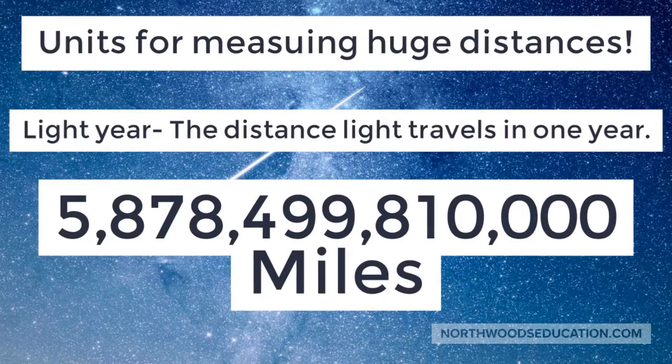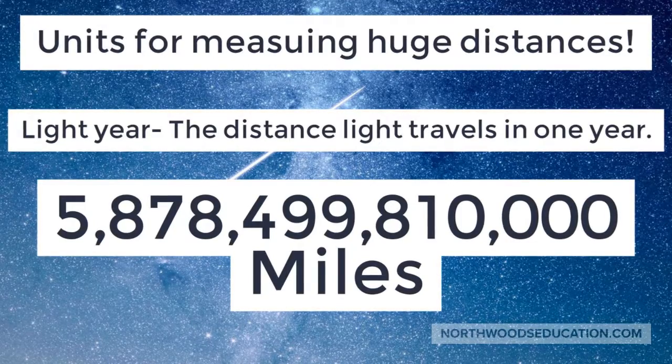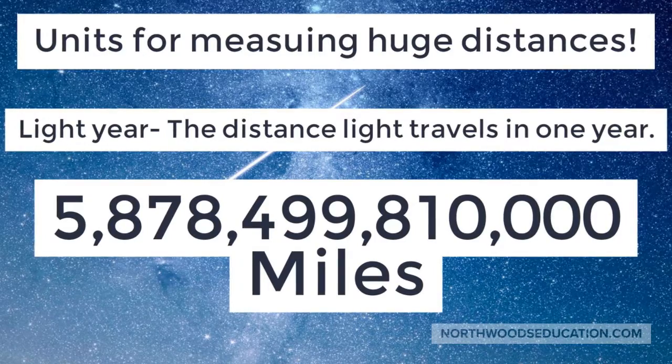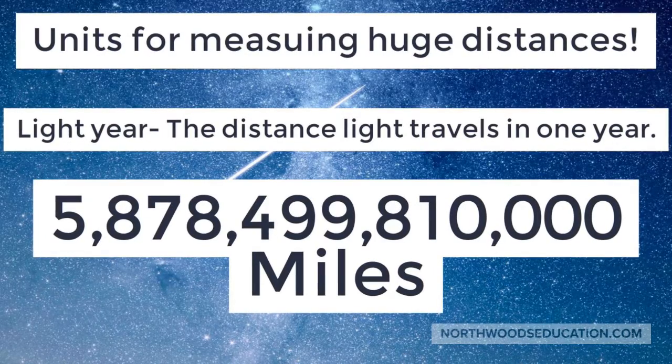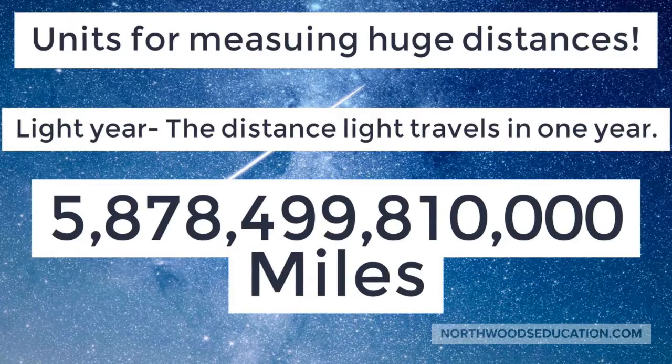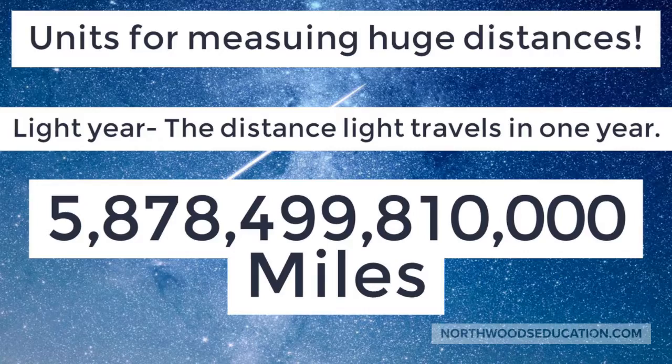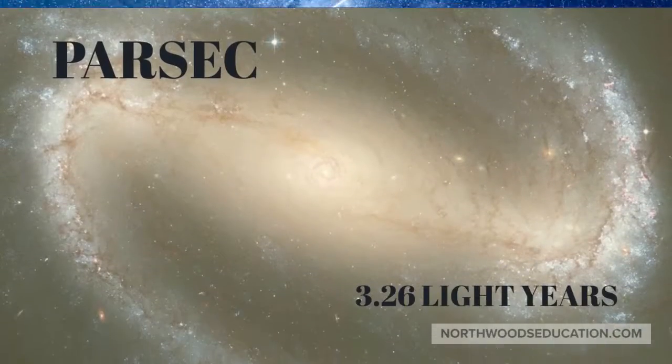Now we're going to talk about units for measuring huge distances. A light year is the distance that light travels in 1 year. It's basically 5.8, 5.9 trillion miles in a year. That's really far. But don't worry, it gets even bigger.